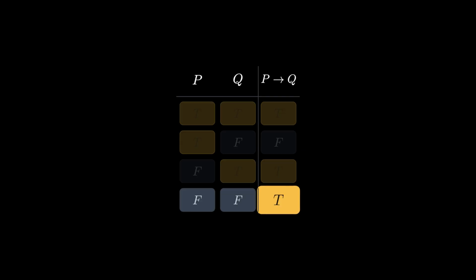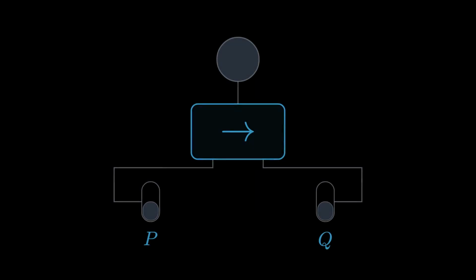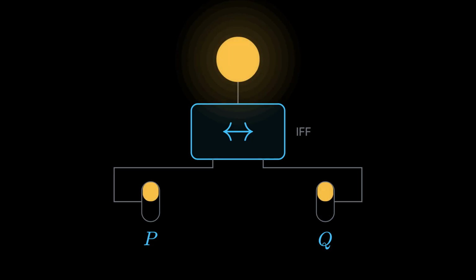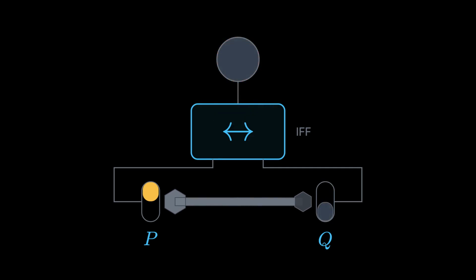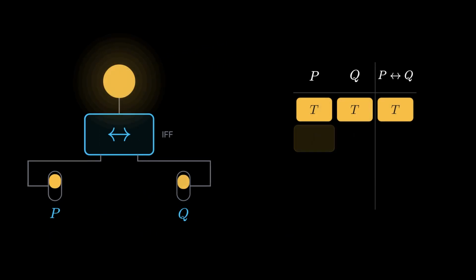Fifth box, and then we are done collecting. If and only if. P if and only if Q is true when the two of them agree, both true or both false. Picture them bolted together. Move one, the other has to follow. Pull them apart, and the lamp goes out. 2 rows true, 2 rows false, perfectly even-handed.